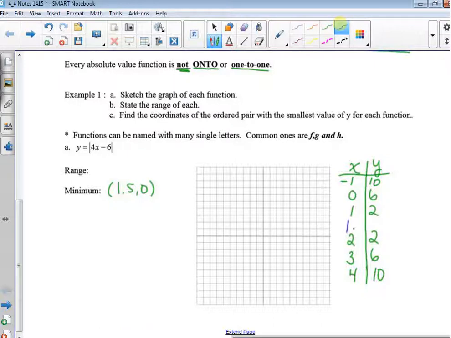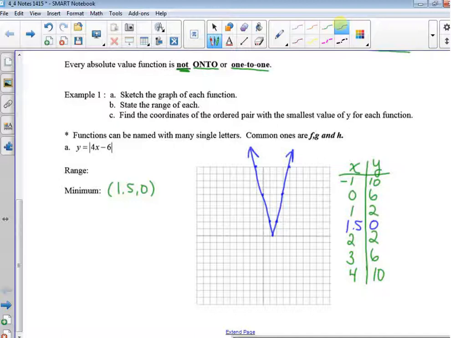So that is the value that I'm entering here for the minimum, and now I'm able to graph it. So 1.5, 0, negative 1, 10, 0, 6, 1, 2, 2, 2, 3, 6, and 4, 10. It's just a steeper V. Okay, so there's y equals absolute value of 4x minus 6.